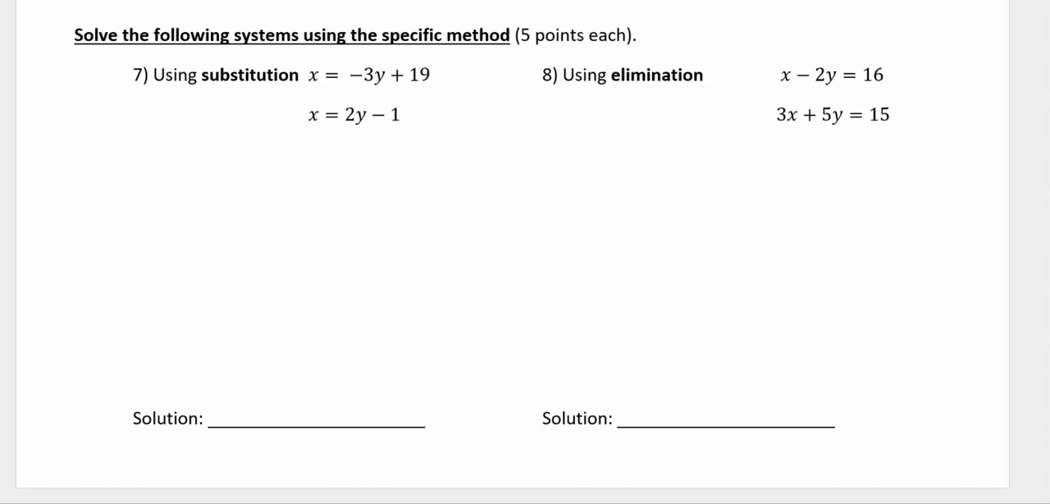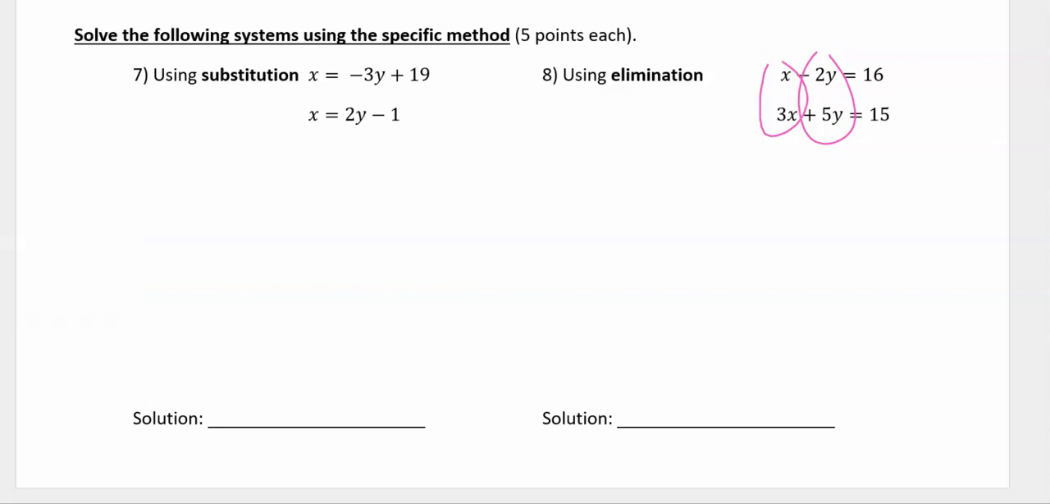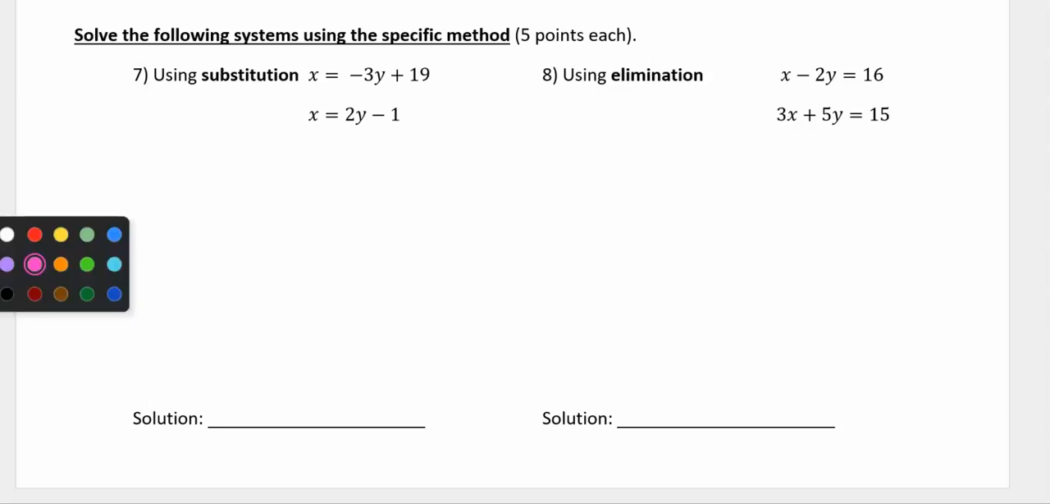Okay, number 8 says to solve this system using elimination. So I'm going to make sure that I use that method and not try substitution. I know that for elimination, I have to have either the coefficients for the x being the same number and different signs, or the coefficients for the y being the same number and different signs. So you want to step back and think about which one might be less work.